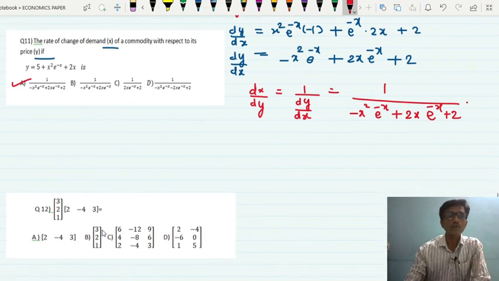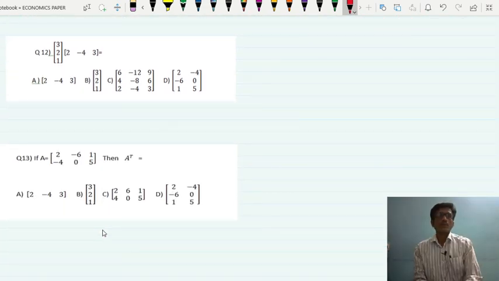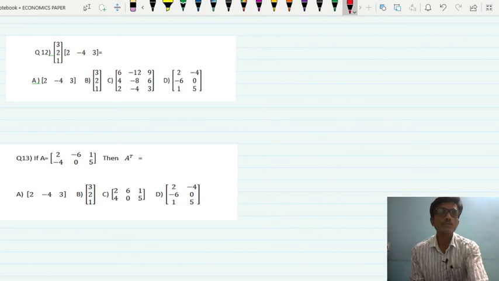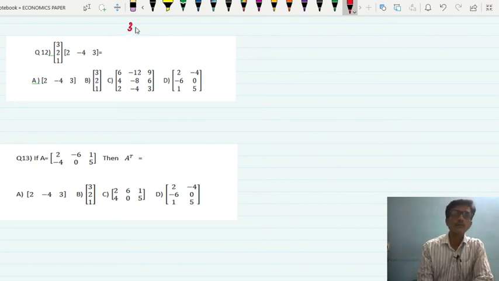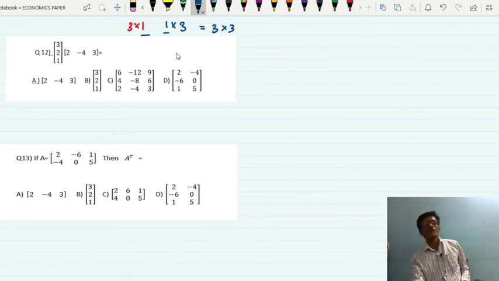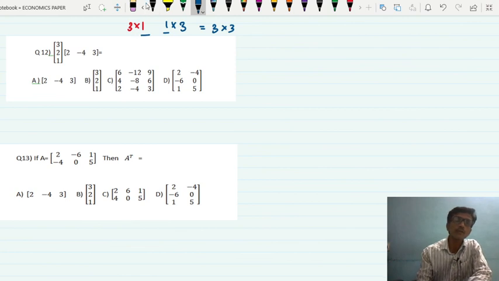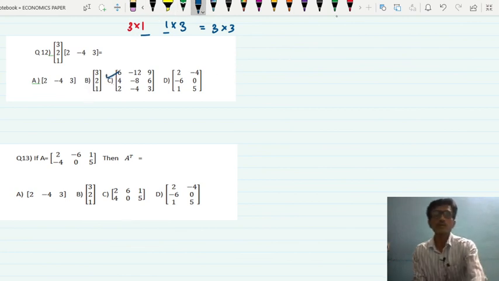Next question is on matrix. See, the first matrix is 3 by 1, that is a column matrix. There are 3 rows and 1 column, and the second matrix is 1 by 3, that is a row matrix. So you will be getting a product matrix of order 3 by 3. So you should get this answer, that is C is the only correct option.